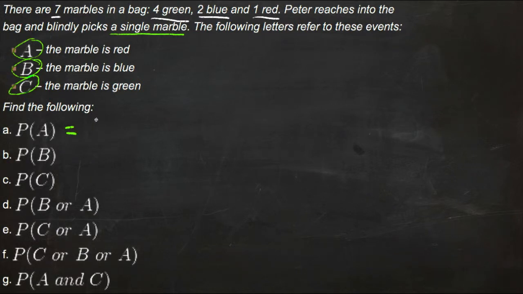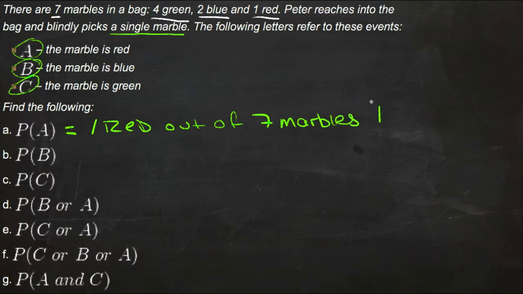Now there is 1 red marble out of the 7 total marbles. So the probability of A, of picking out that 1 red one out of 7, is going to be 1 out of 7, or 1/7. So the probability will be 1/7.